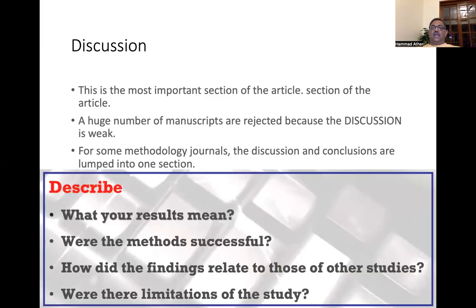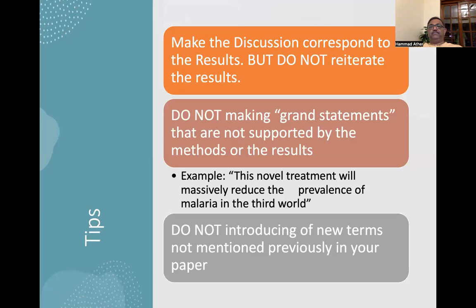When you're writing your discussion, you need to answer these questions: what do your results mean? Were the methods successful in achieving the objective that you set forth in the beginning? How did the findings relate to those of the other studies? And what are the limitations of your work?